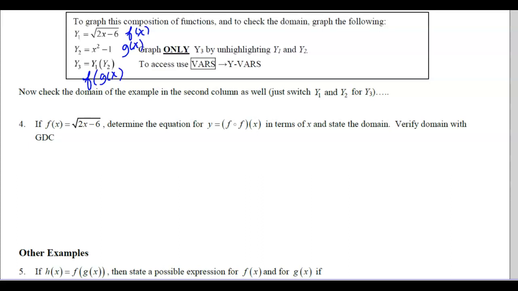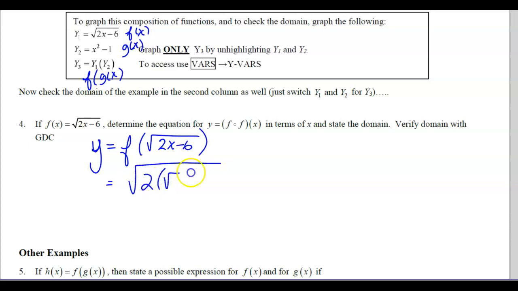All right, next one, it says determine the equation for f of f of x in terms of x and state the domain. Verify with your graphing calculator. These functions are exactly the same. So this is going to be y equals f of root 2x minus 6. So now we're going to have a radical within a radical. There's really nothing you can simplify there. You can show it without the inside brackets.